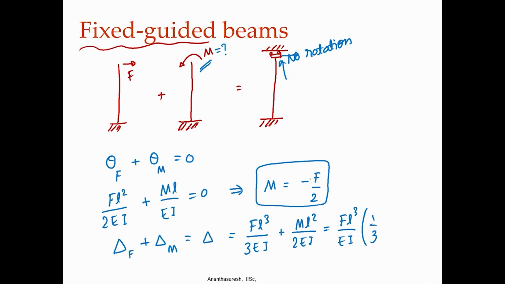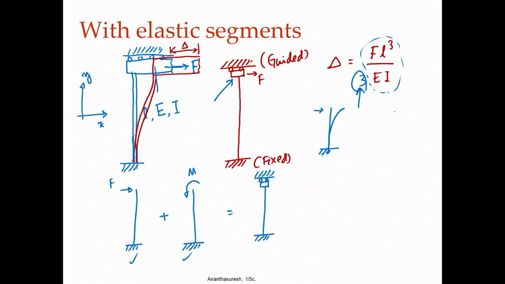So, that will become half, and then 2 here, that will become minus 1 by 4, that will give me F L cube by 12 E I. So, in this particular case, the delta that we need turns out to be F L cube by 12 E I.